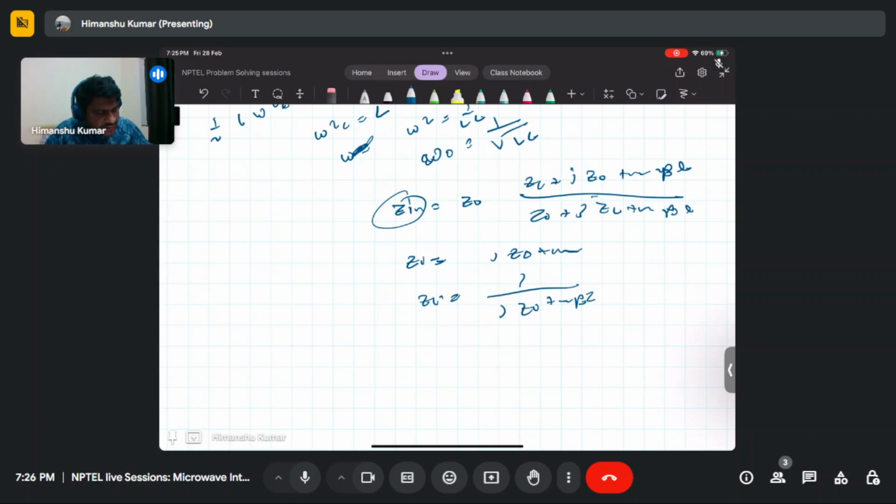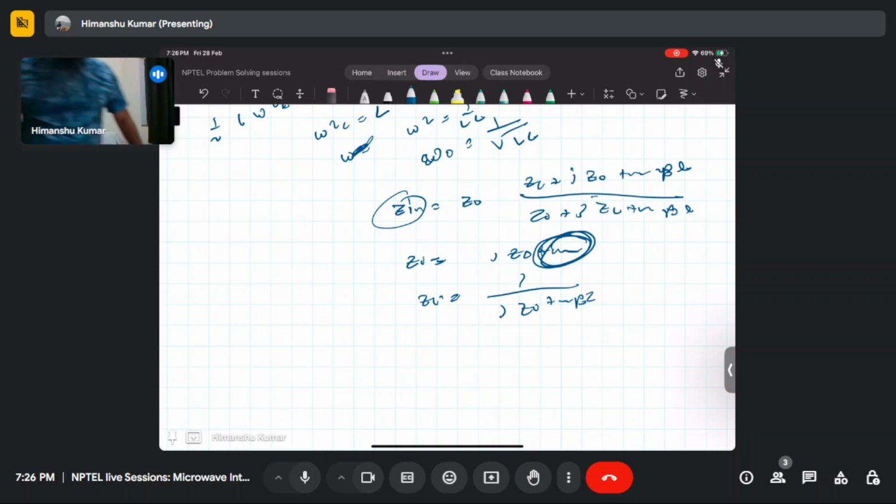As tan beta L depends on the line length, tan beta L can be positive or negative. When it is positive, your impedance behaves like an inductor. So you can choose the length wisely, so that you can realize those capacitances and inductances just by varying the length of the line. Also, there are different kinds of resonators possible. So just wait.